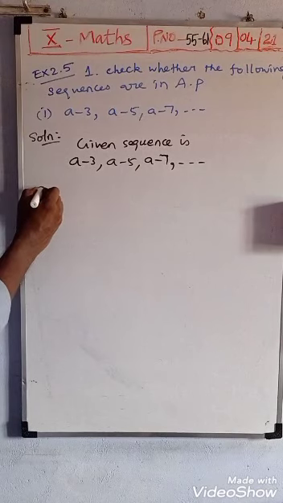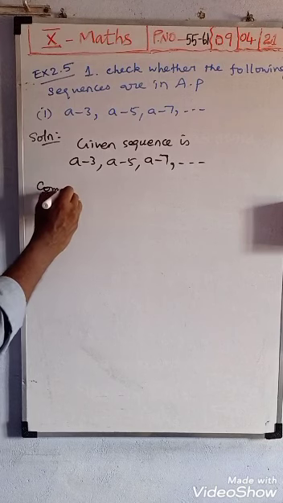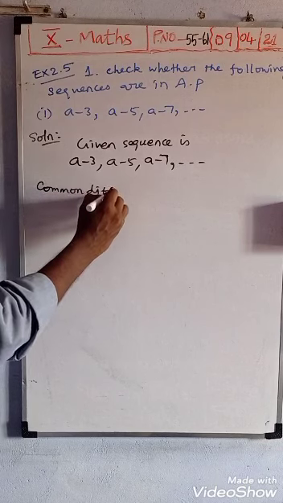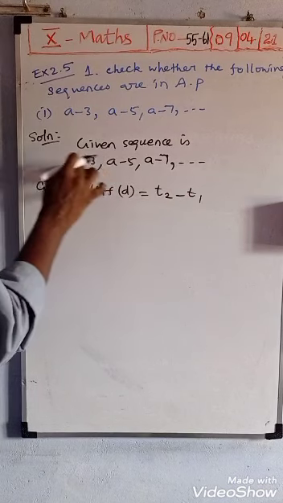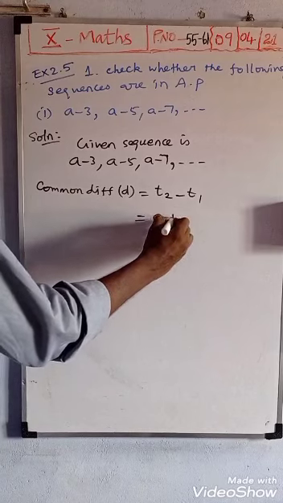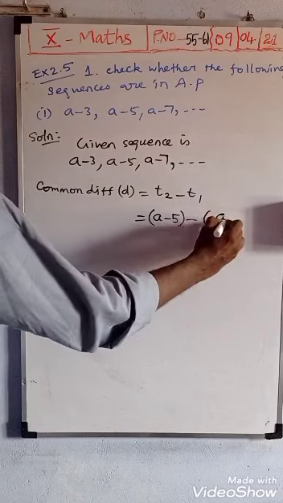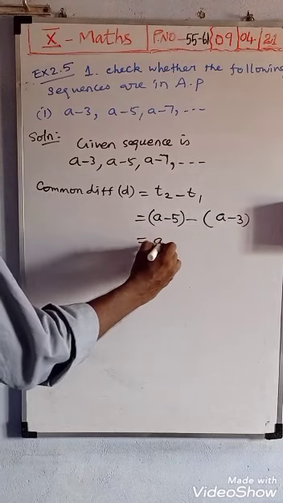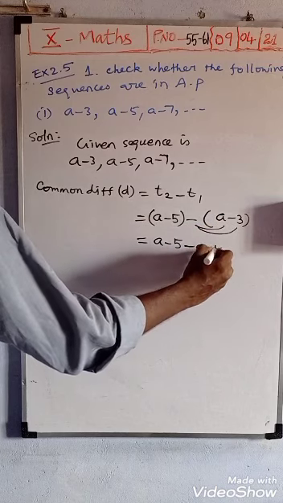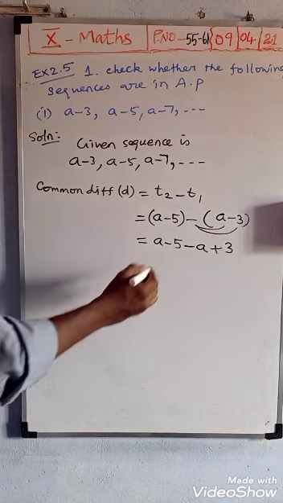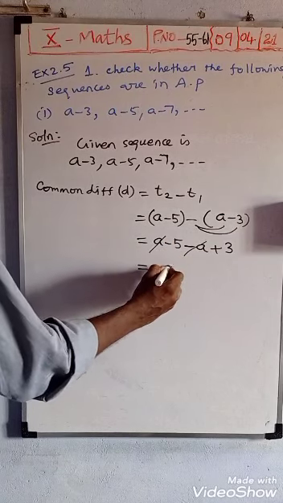First, you check the common difference. Common difference d is equal to t2 minus t1, second term minus first term. So a minus 5 minus of a minus 3, the first term is a minus 3. Now a minus 5, here minus is common for both terms, so minus a minus into minus plus 3. Then plus a minus a will go, minus 5 plus 3 gives minus 2.